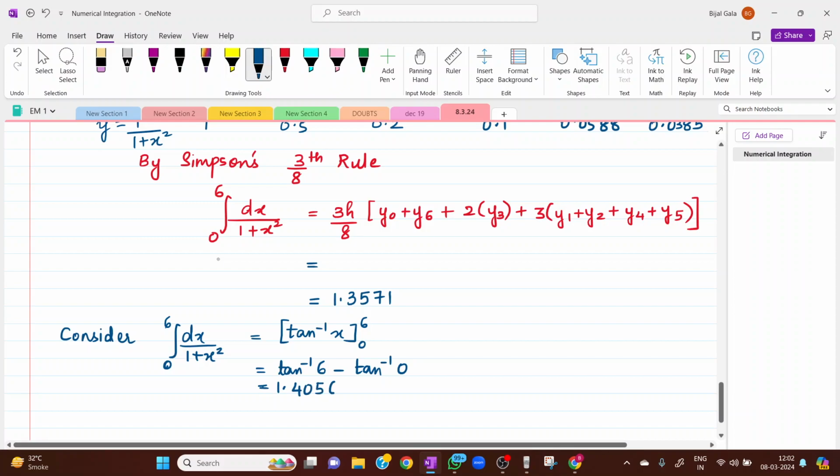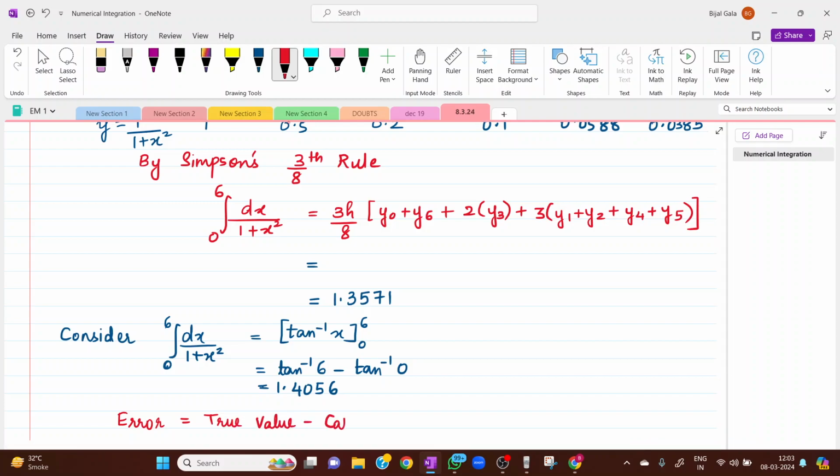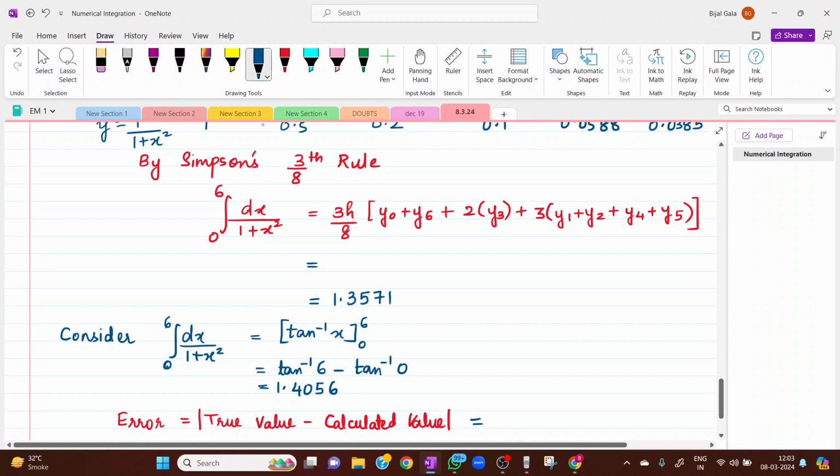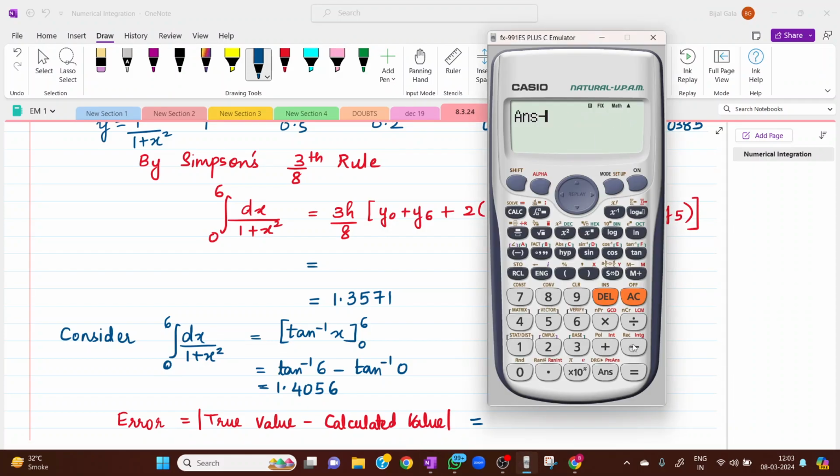Now the question is asking you the error. Error is a difference. So the error over here would be the true value minus the calculated value. And error is always in modulus, meaning our error will always come out positive. Whichever is bigger, I'll subtract. 1.4056 minus 1.3571 is 0.0485. That's your error.